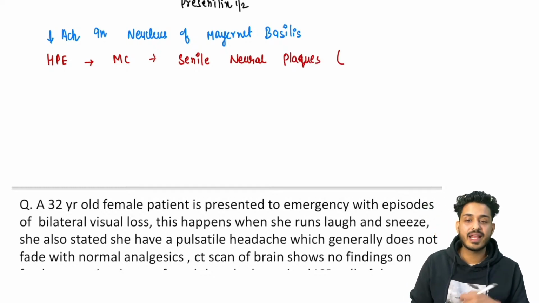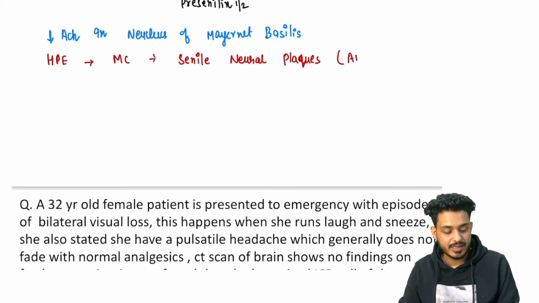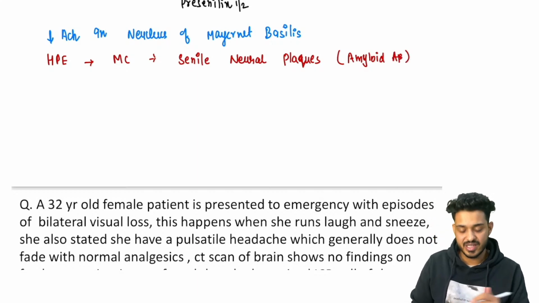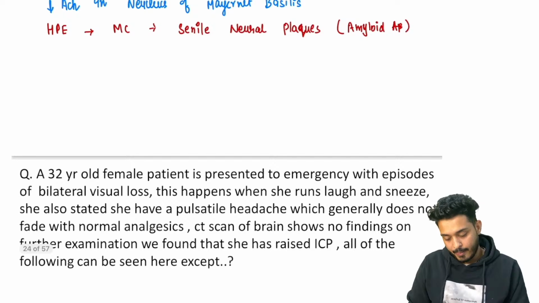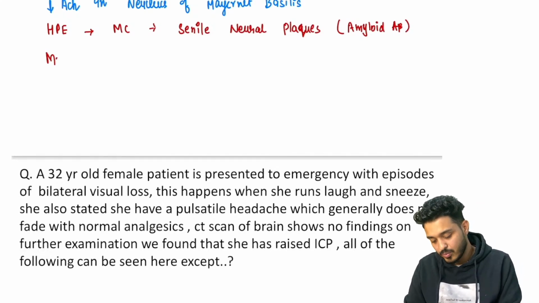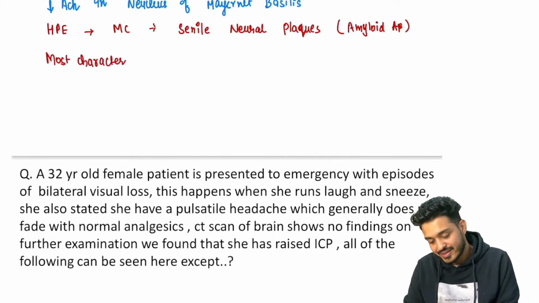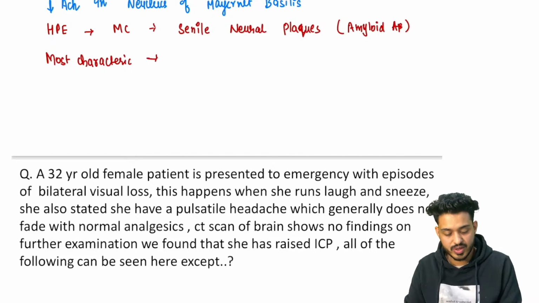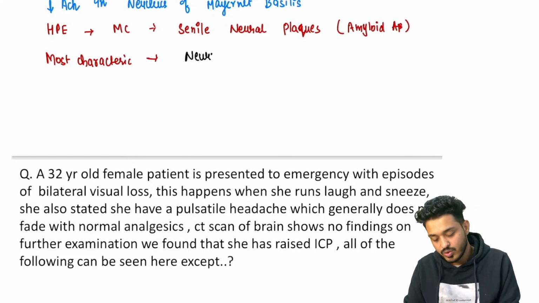And these senile neural plaques are made up of what? They are made up of amyloid A beta chains, right? Then the second question they are asking: the most characteristic thing we have seen will be tangles. What kind of tangles will be there? Try to answer. Neurofibrillary tangles will be there.